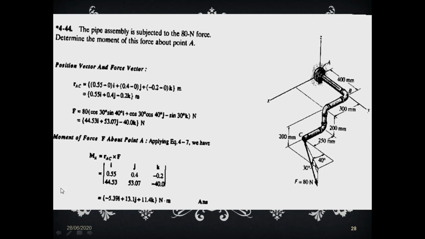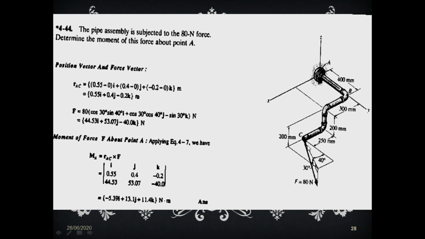So if we want this 80 Newton force transformed into Cartesian vector form, which means it has ijk components, how will we do it? You basically do F equals 80 Newton, then you calculate the i component. Looking from 30 degrees, you see this triangle and this triangle. This triangle gives a cos component, it will be cos 30, and this component will be sin 40.